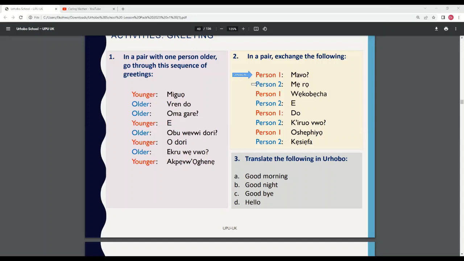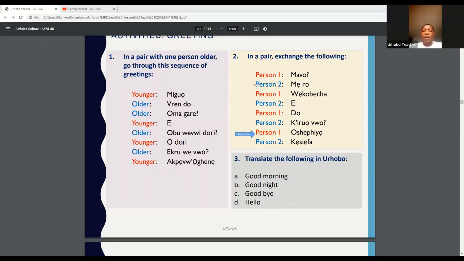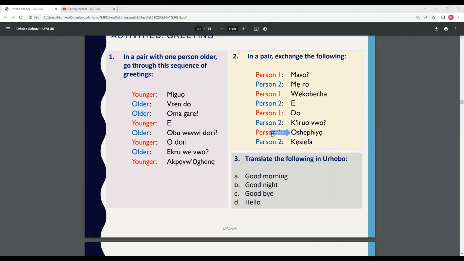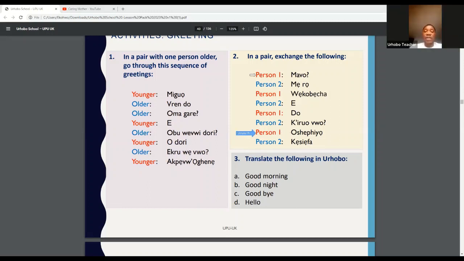Mavo. Mero. Wekobecha. A. Do. Kiruwo. Oshefeyo. Kesiefa. Good. Okay, Osheviyo. Now say it again. Osheviyo. Say Oshe. Osheviyo. Good. Okay, so we want 2 more sets.